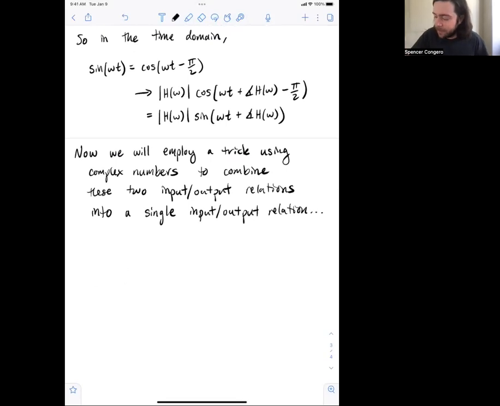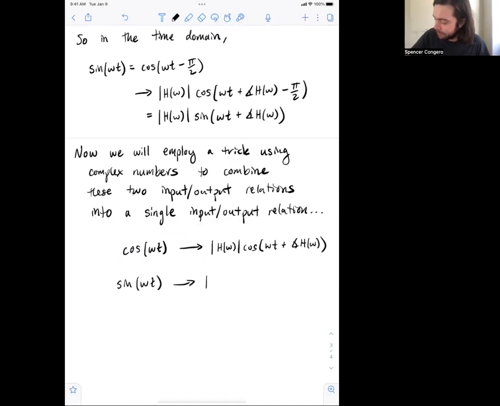Okay, so what I'm trying to say here is that we're going to start with cosine of omega t. And we know that that produces, as an output, this is what we just showed, the magnitude of H of omega times cosine of omega t plus the angle of H of omega. That's what we just did. We also know that sine of omega t does a similar thing, produces this.